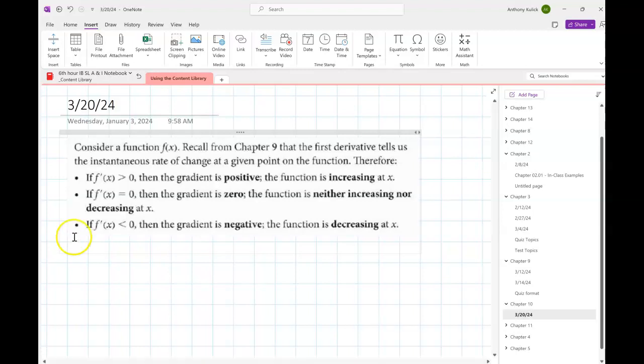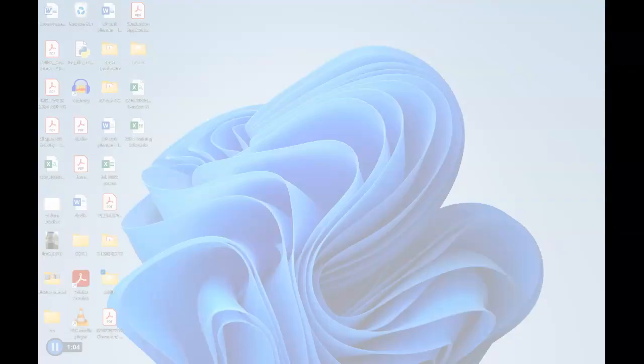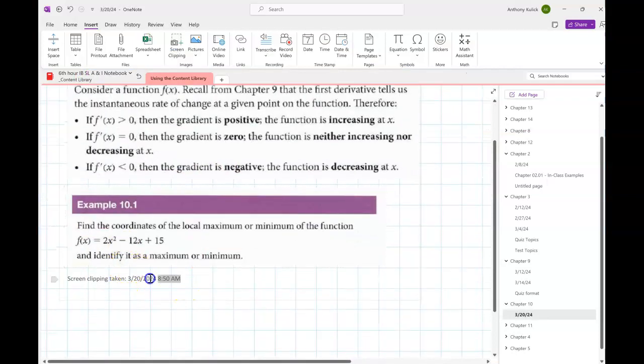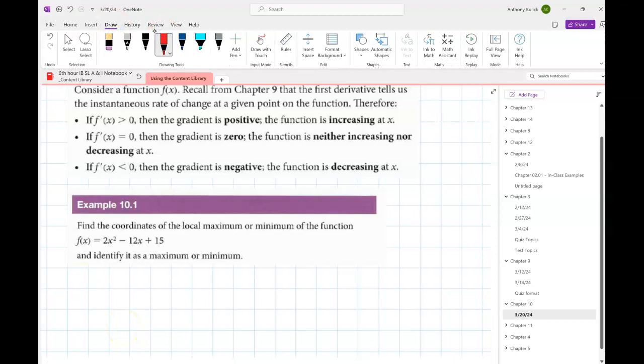What we're going to do is use this information to try to find the locations of the extrema in a function. So for example, let's say we have the function f of x equals 2x squared minus 12x plus 15. What can we say about the slope of the function at an extrema, at a maximum or a minimum? What will the slope of the function be there?